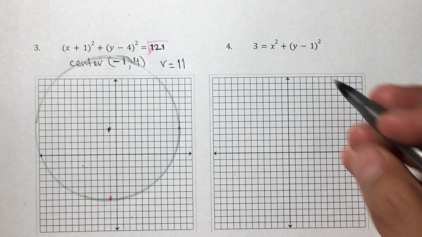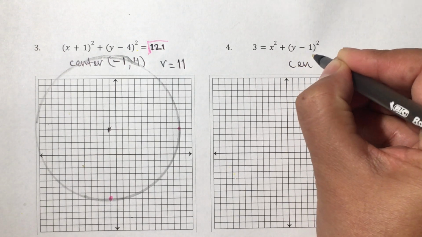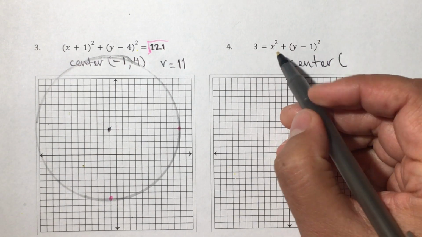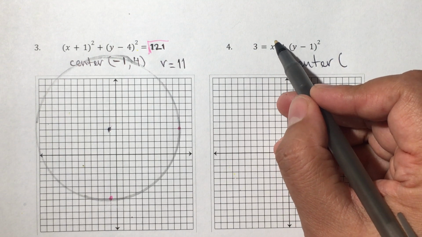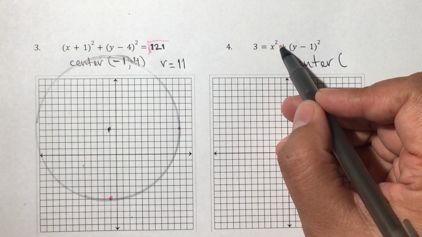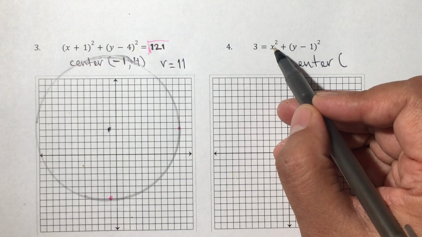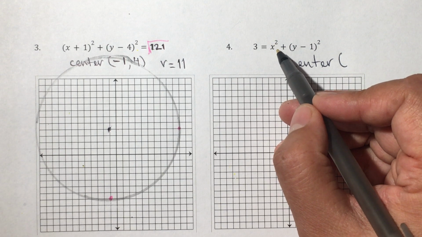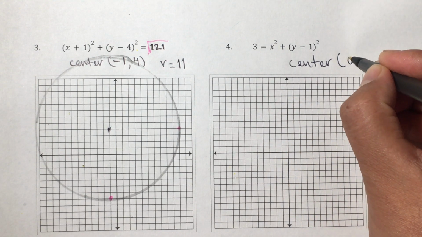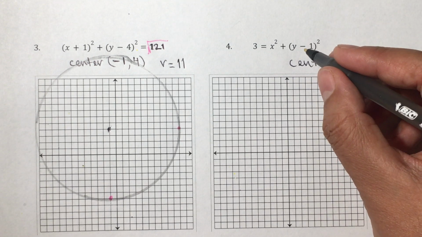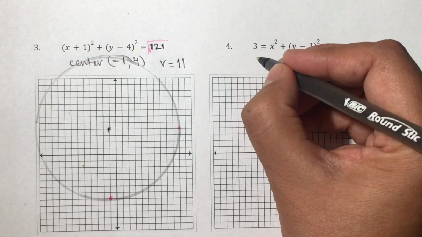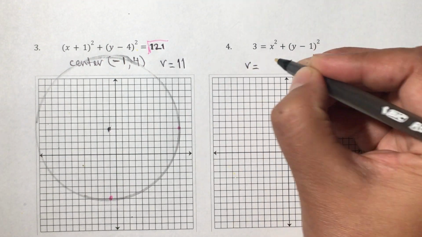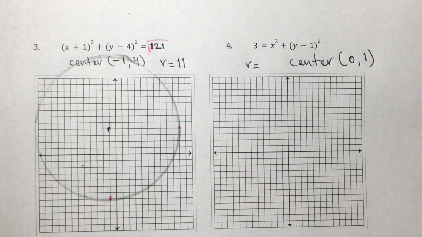Number 4, the center. On x, we're not subtracting anything. Careful, because some people want to use the square, but that's just part of the formula. We're not subtracting anything or adding anything inside of the parentheses, so that's just going to be 0. And on y, we're subtracting 1, so the opposite will be positive 1. And for the radius, we're going to take the square root of 3.